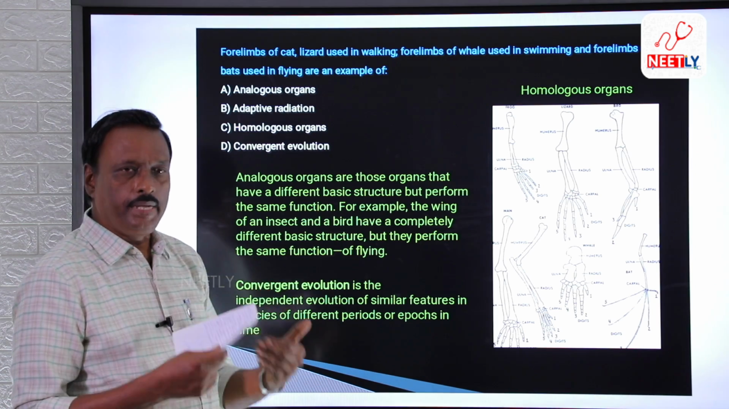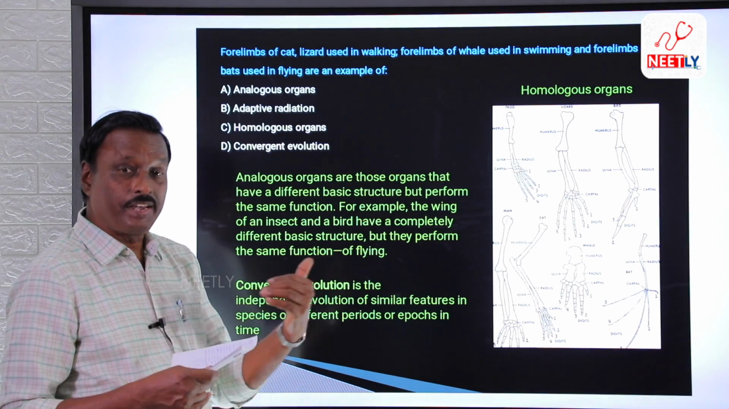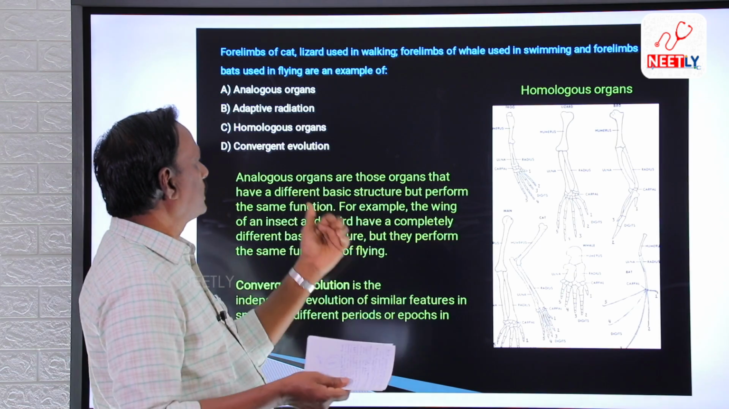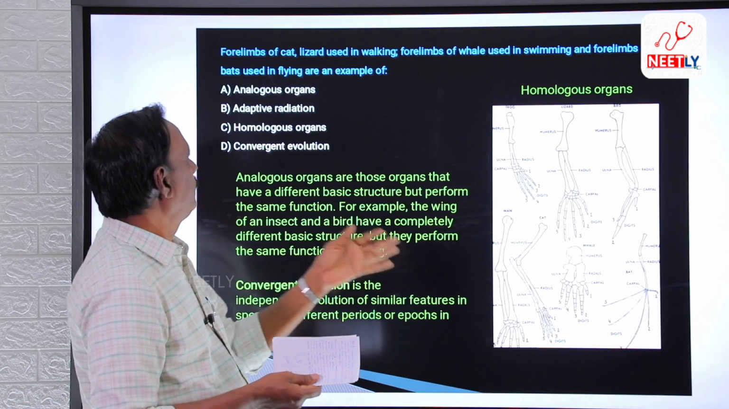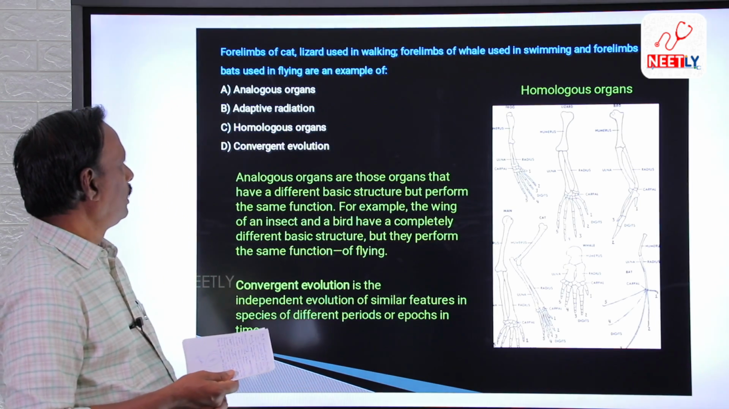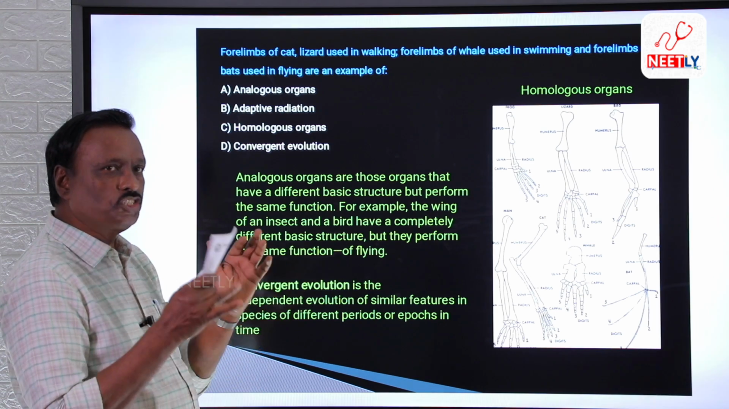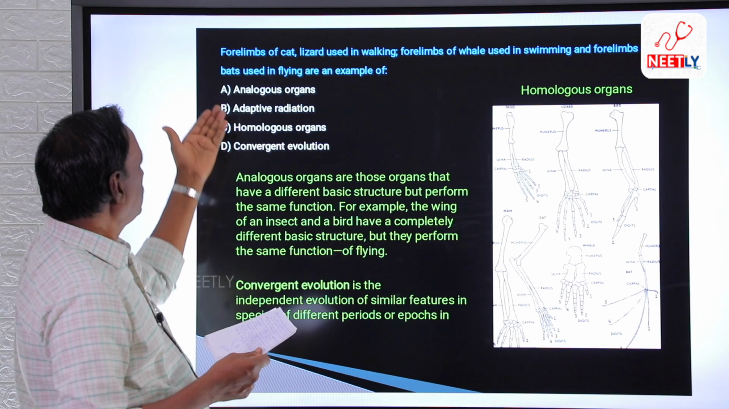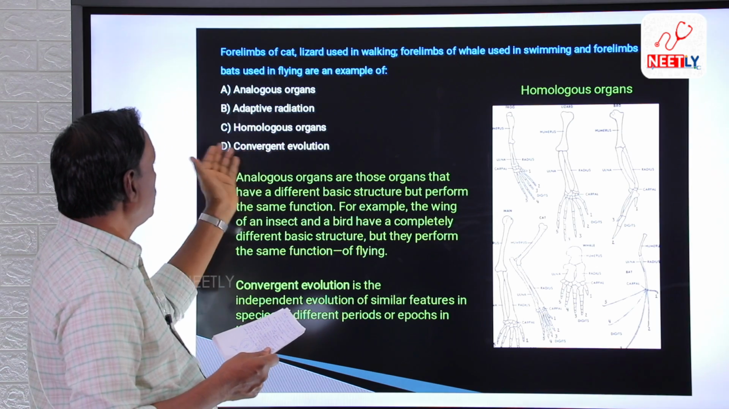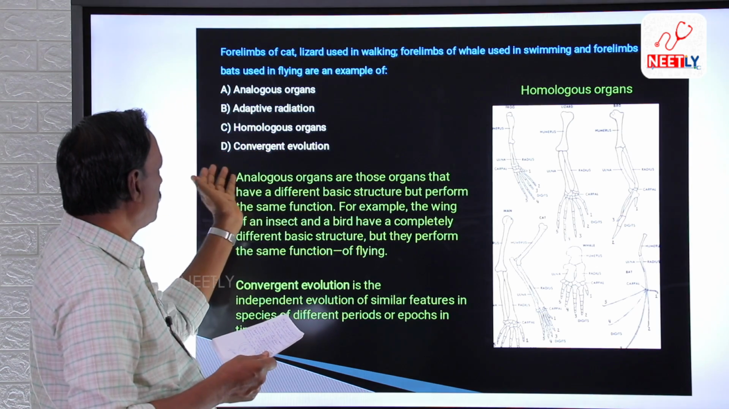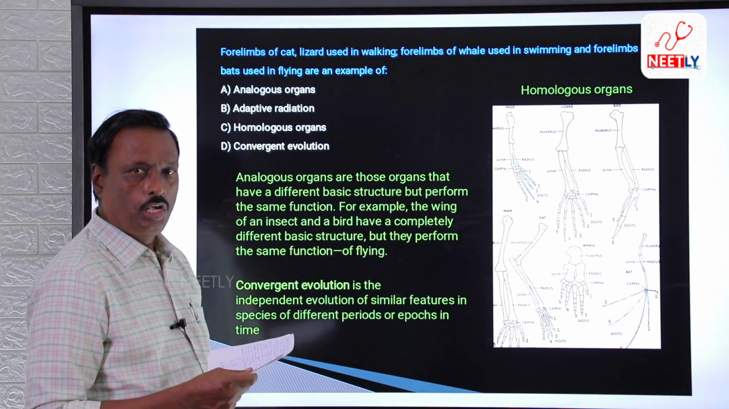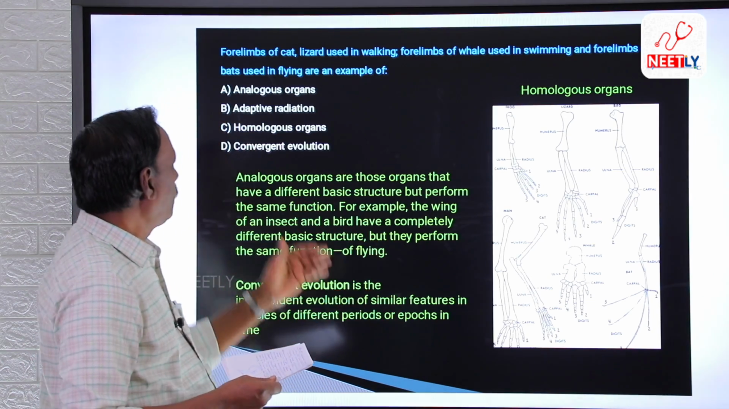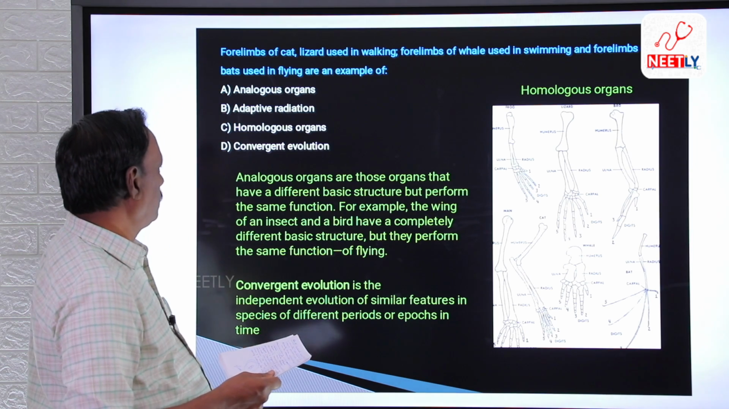According to the medium or the environment where it lives, it performs a different function, either walking or swimming or flying, like that. But they are the example of what? That is the question. Whether they are called analogous organs, adaptive radiation, homologous organs, or convergent evolution. So to choose the correct answer, we have to know about each and every word.